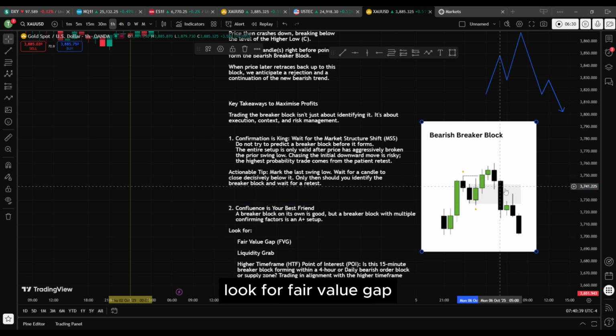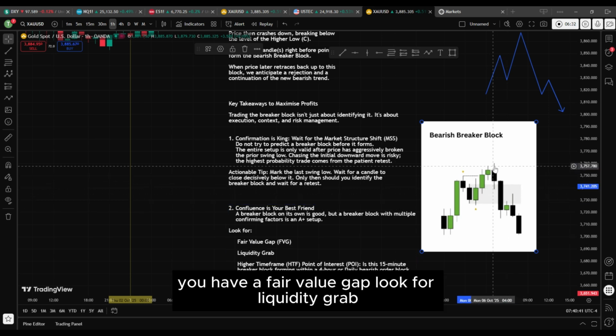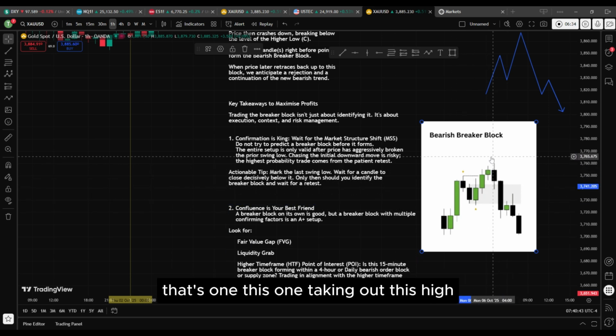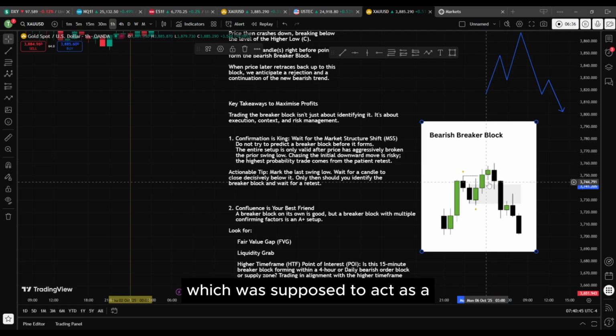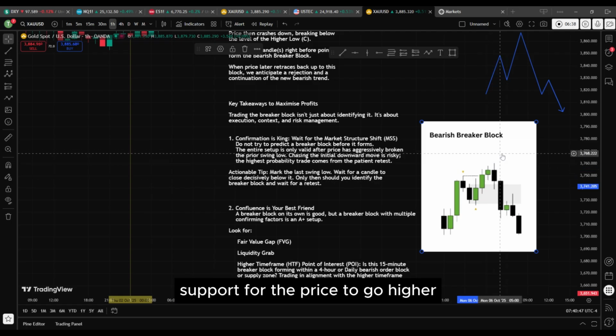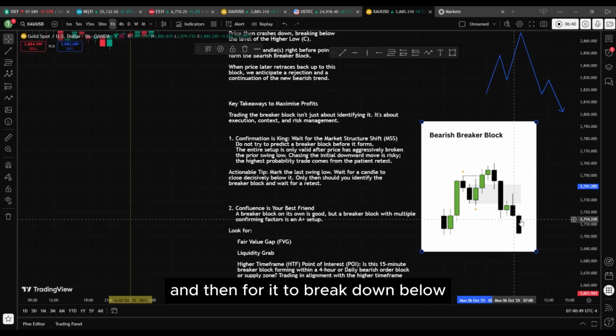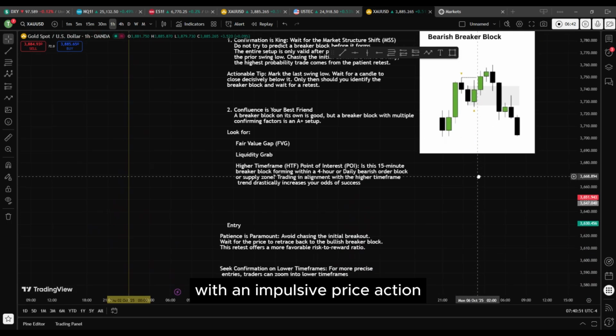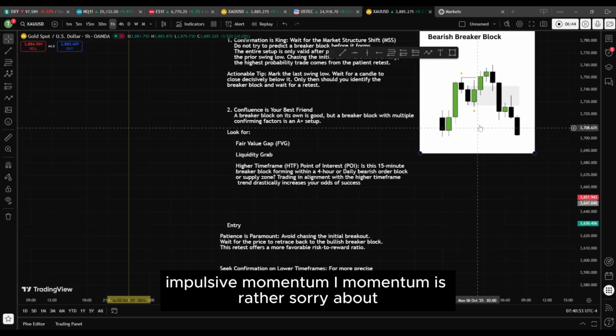Look for a fair value gap, you have a fair value gap. Look for a liquidity grab, that's this one, taking down this high, which was supposed to act as support for the price to go higher, only for it to break down below with impulsive price action, impulsive momentum, rather.